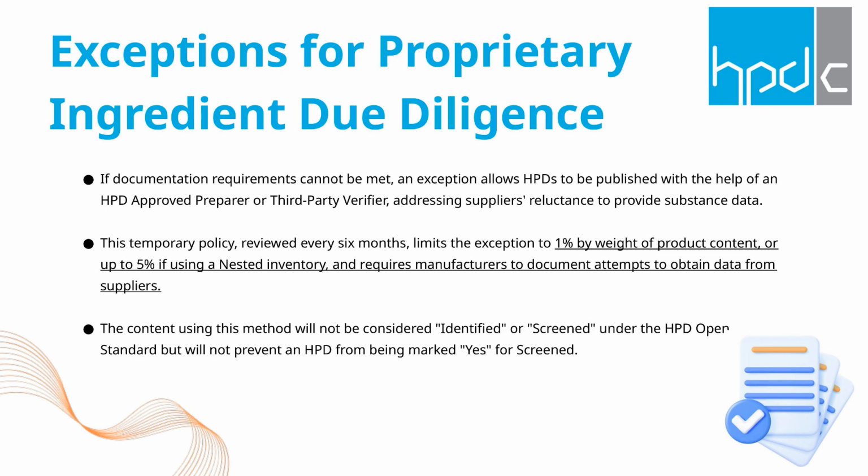If the documentation required cannot be met, the exception for proprietary ingredient due diligence provides an allowed method for publishing an HPD. This exception can only apply to 1% by weight of product content, or up to 5% if using a nested inventory, and requires manufacturers to document attempts to obtain data from suppliers.